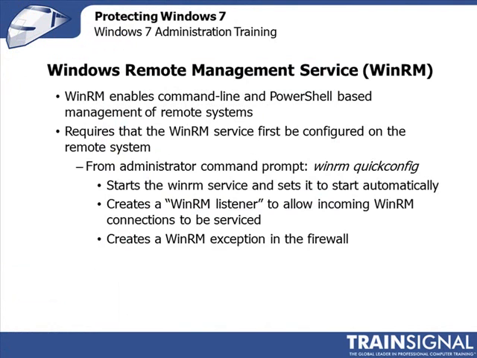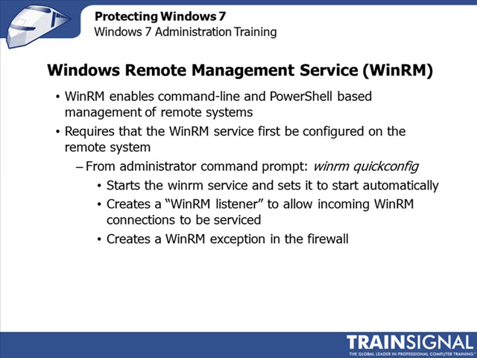Windows 7 also includes a complete remote management service called WinRM. WinRM enables command line and PowerShell-based management for remote systems. This allows you to almost completely control remote systems from scripting, from a command line tool, or from PowerShell. This means that you can script events that take place whenever you really want to by using command line or PowerShell. This does require that the WinRM service first be configured on the remote system.